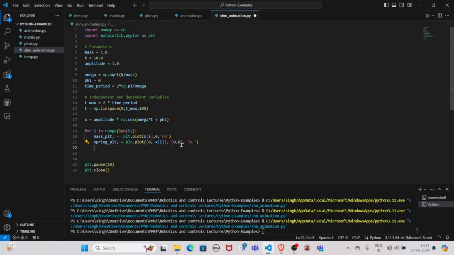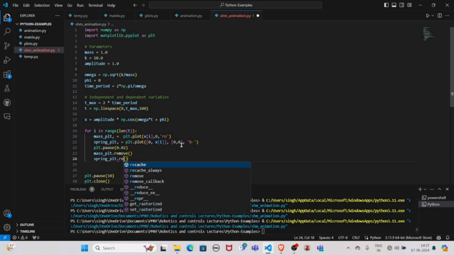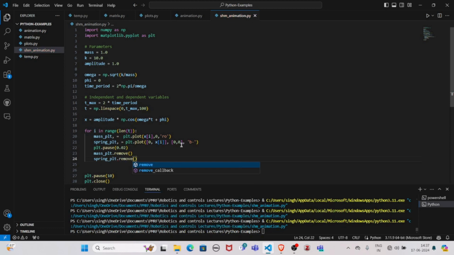Now let's pause for some time. So plt.pause, let's say 0.02, and we'll remove them: mass plt.remove and spring plt.remove. Okay, and we'll reduce this final pause to, let's say, 1 second. Let's just see how it behaves. So this should work.